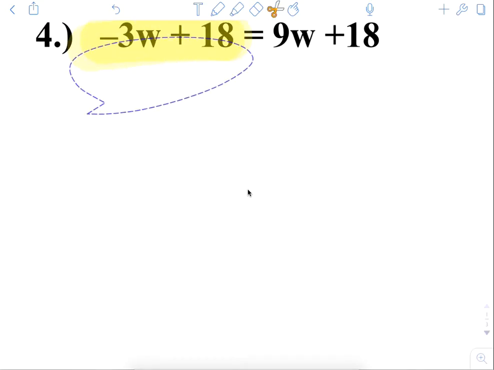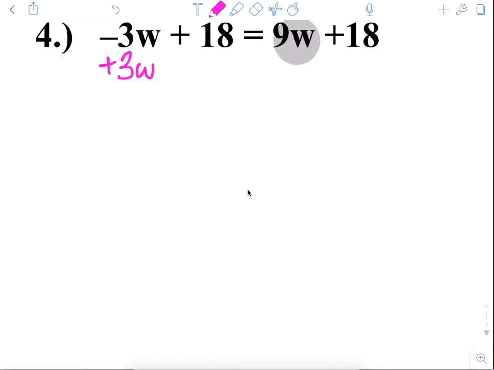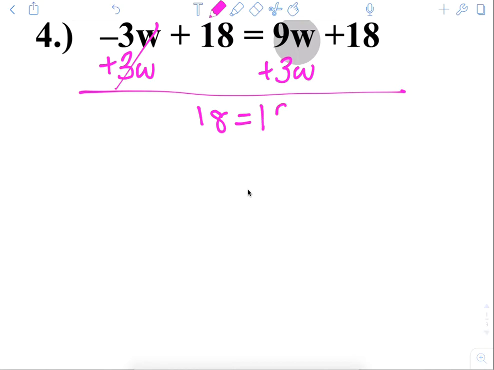Problem number 4, remember that we are starting with the question, can I simplify on the left side? Nope. Can I simplify on the right side? No. So the next thing I'm looking for is, do I have more variables on one side? Yes, that 9 is definitely bigger. All right, so if I get rid of this 3w, how would I move him? Well, he's a negative. That means I'm going to add to cancel. What I do to one side, I do to the other. That means I'm left with 18 equals 12 w's plus 18.